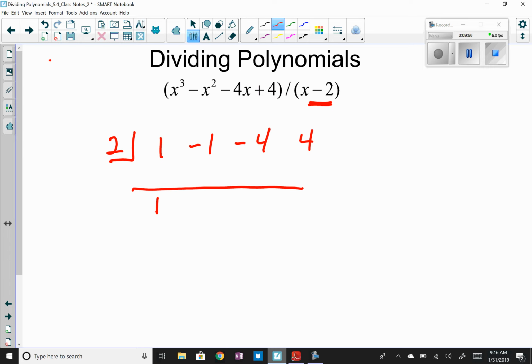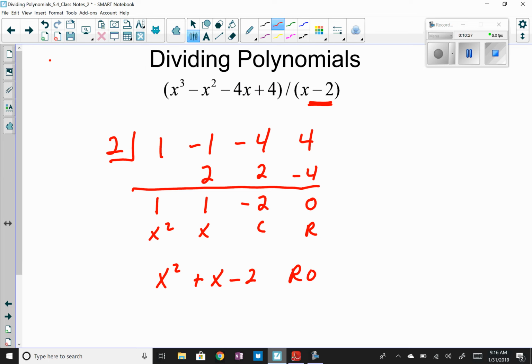So 2 times 1 is 2. That leaves us 1 when we put that column together. 2 times 1 is 2. When we add that column, that'll give us negative 2. And 2 times negative 2 is negative 4. And we have a 0 remainder. Okay, again, constant, x, x squared. So our answer is x squared plus x minus 2 with a remainder of 0. So we have a remainder of 0, and we know that x minus 2 is a factor of x cubed minus x squared minus 4x plus 4.